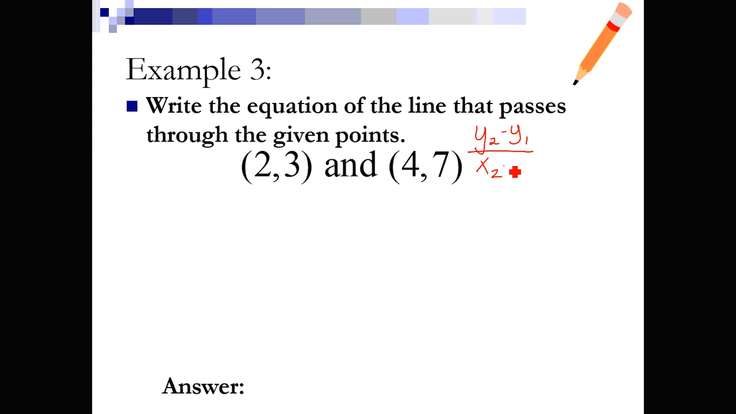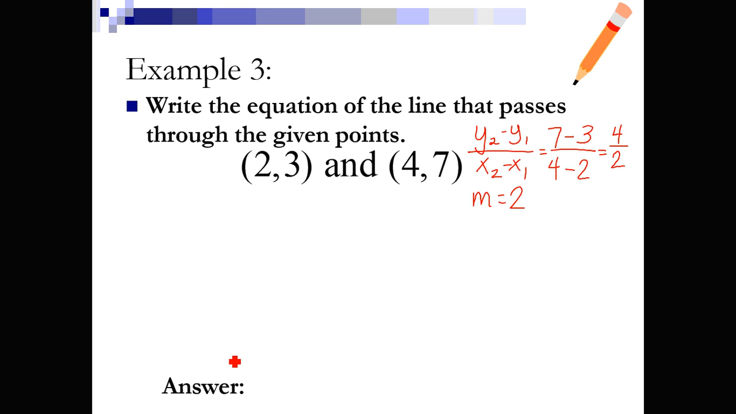So here's my slope formula. Y from the second point is 7, minus y from the first point is 3, x from the second point is 4, minus x from the first point is 2. So 7 minus 3 is 4. 4 minus 2 is 2. So it's looking like my slope is going to be 2.